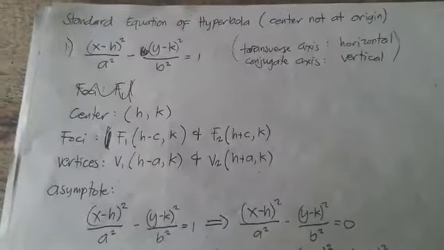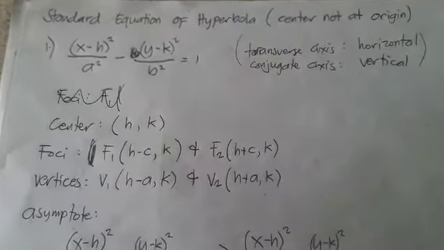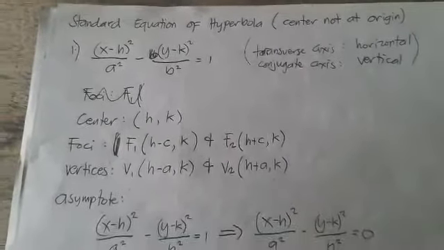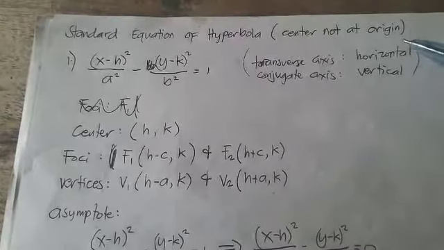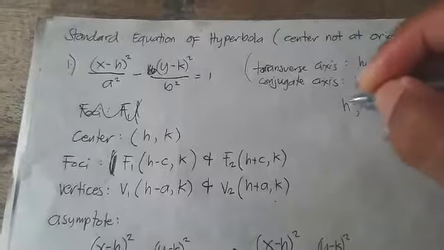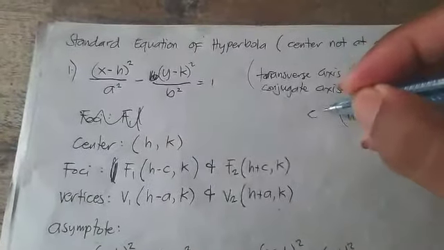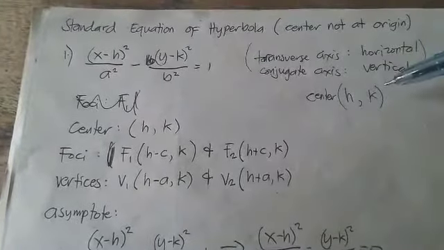So let's talk about the standard equation of a hyperbola, considering that the center of the hyperbola is not at the origin. Wala na siya sa origin. Kung wala na siya sa origin, it means naa na tay value ni h o naa na po tay value ni k. That is our center.